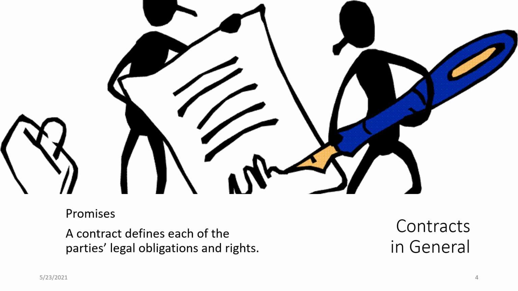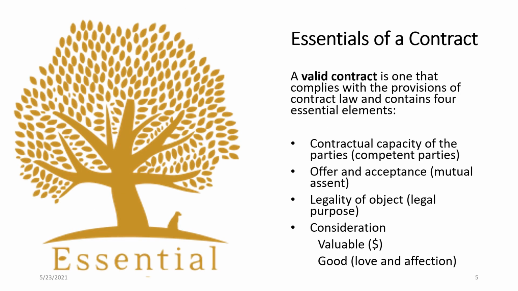Contracts in general contain promises. A contract defines each of the parties' legal obligations and rights. The essentials of a contract. A valid contract is one that complies with the provisions of contract law and contains 4 essential elements: contractual capacity, offer and acceptance, legality of the object, and consideration. There are 2 types of consideration. There's valuable, which is measured in money; good, which is measured in love and affection.